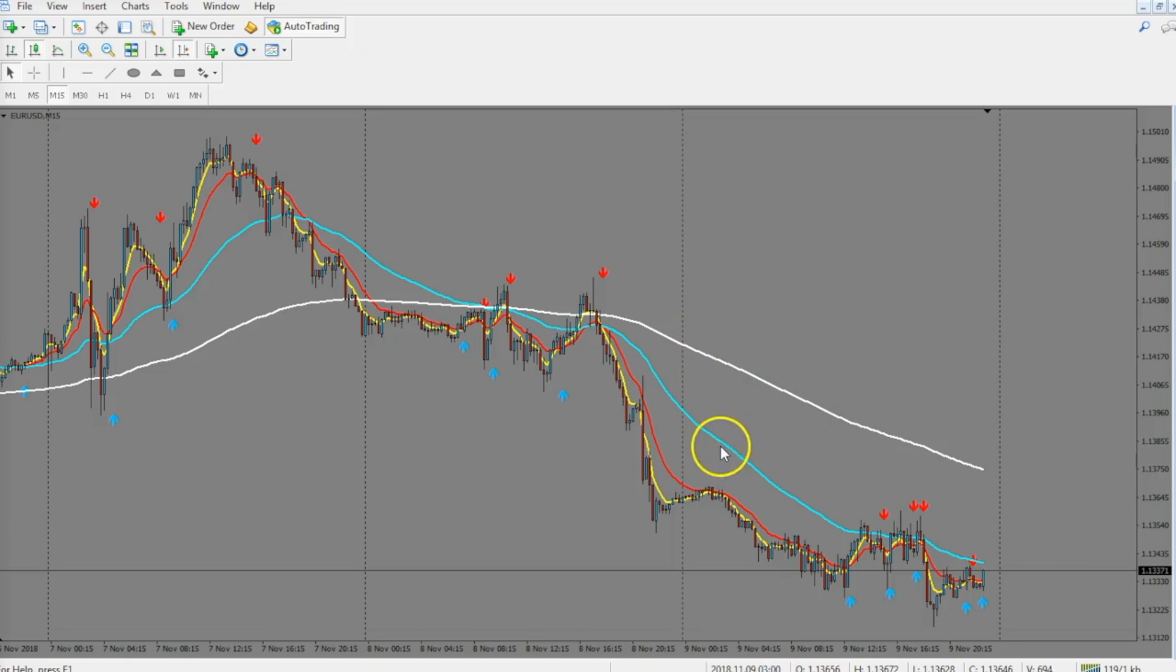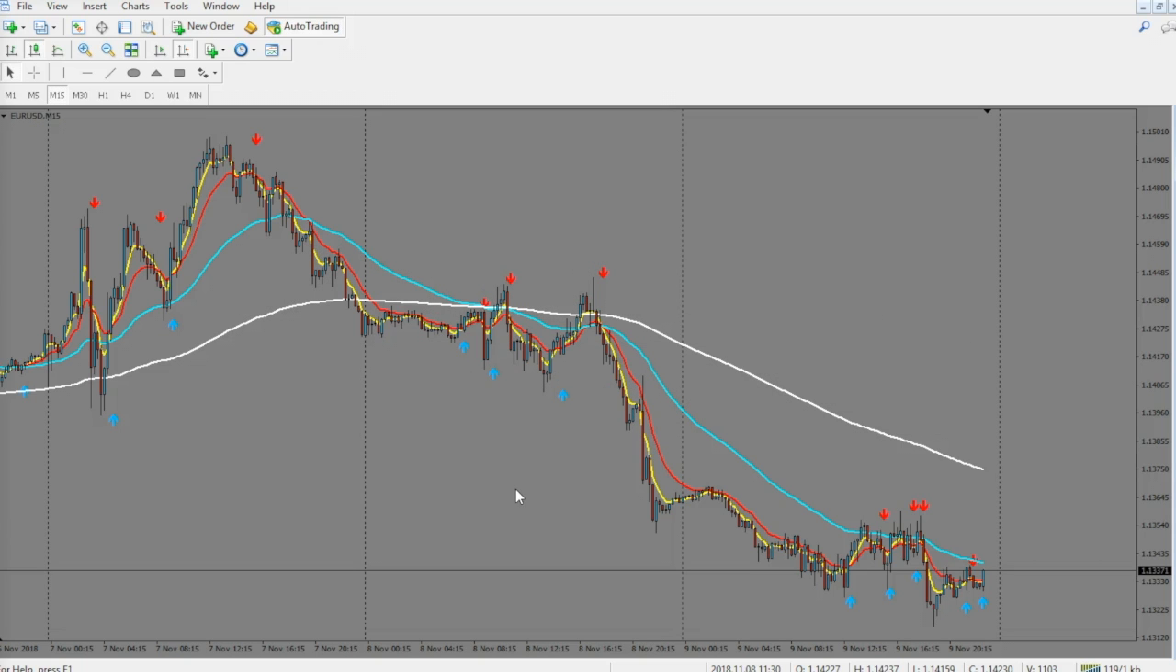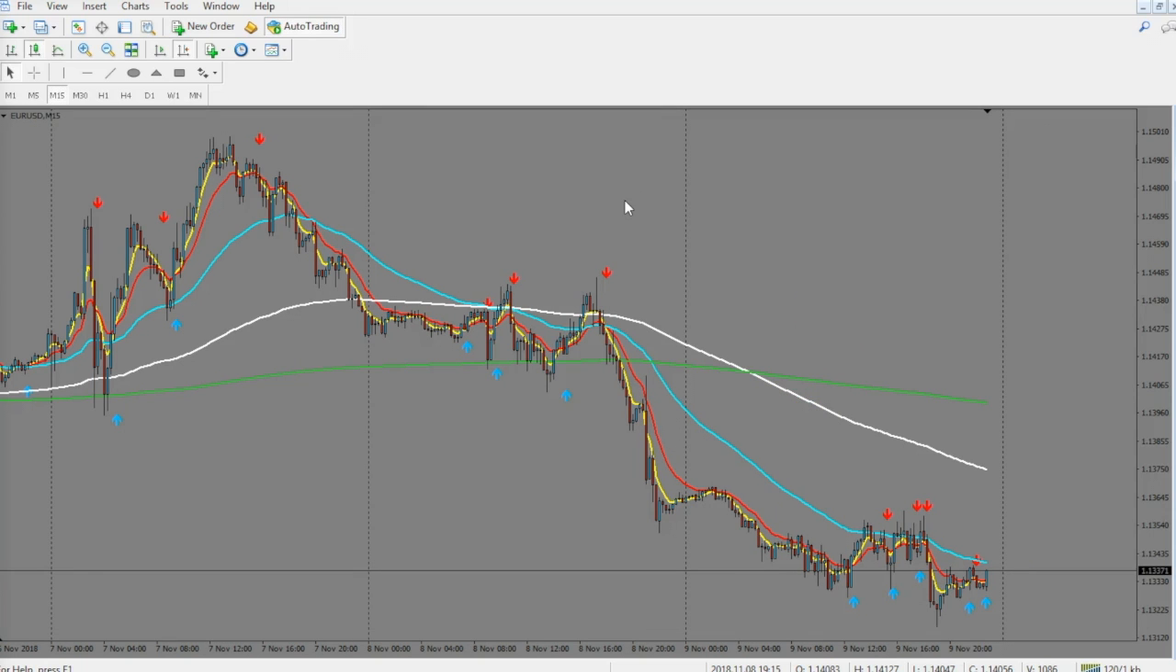Now, pay attention to these two. Whenever the 50 is below the 200, that means you want to sell. Whenever the 50 is above the 200, that means you want to buy. Okay, it's really that simple. Now you can use this indicator alone and probably be more profitable than the majority of traders. But I'm going to show you some reasons why you have to add some more indicators to that. Okay, but let's go back and add the green line back on the chart so you can see something else.